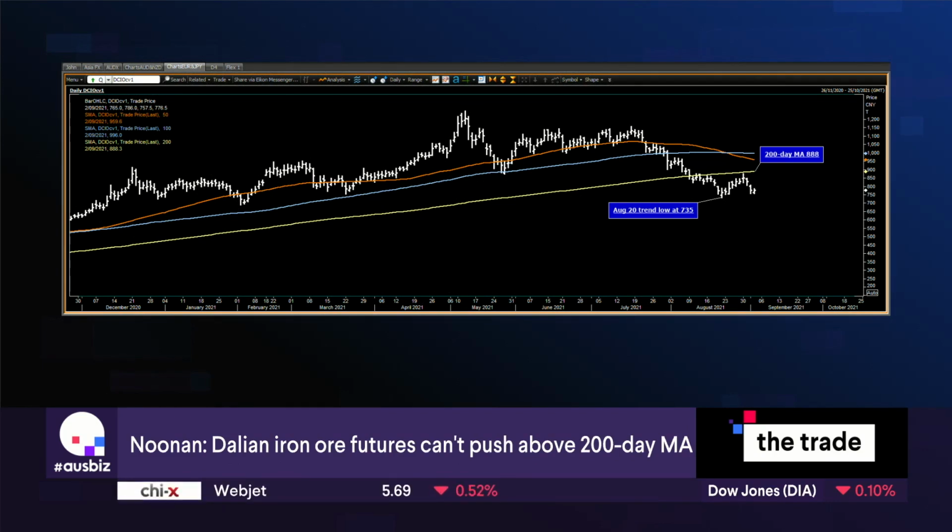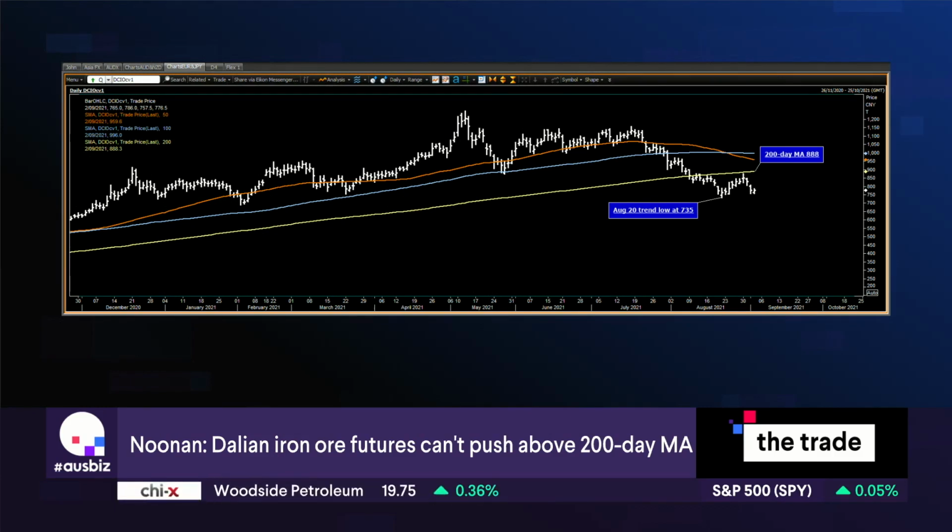is the Dalian futures chart, we're in a medium-term trend higher, as we saw with the ASX. The 50, 100, and 200-day moving averages were in a bullish formation, all pointing higher. And that ended in July when the 50-day moving average started to tilt lower, and this was confirmed when the price fell below the 200-day moving average for the first time since April 2020.